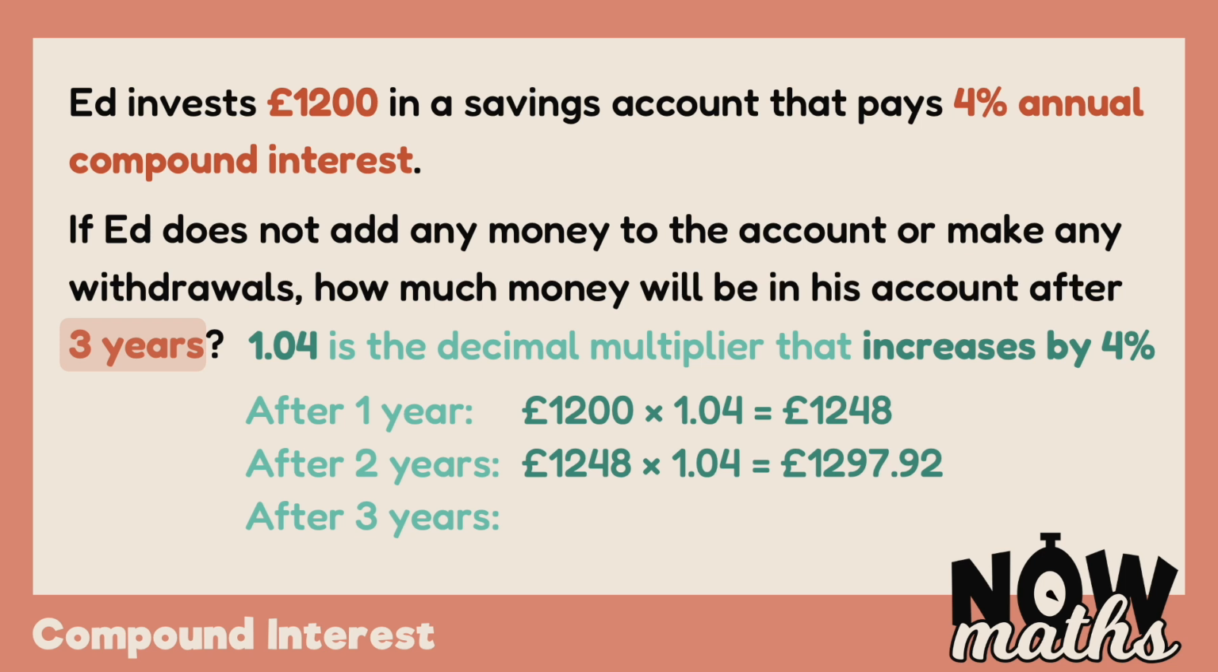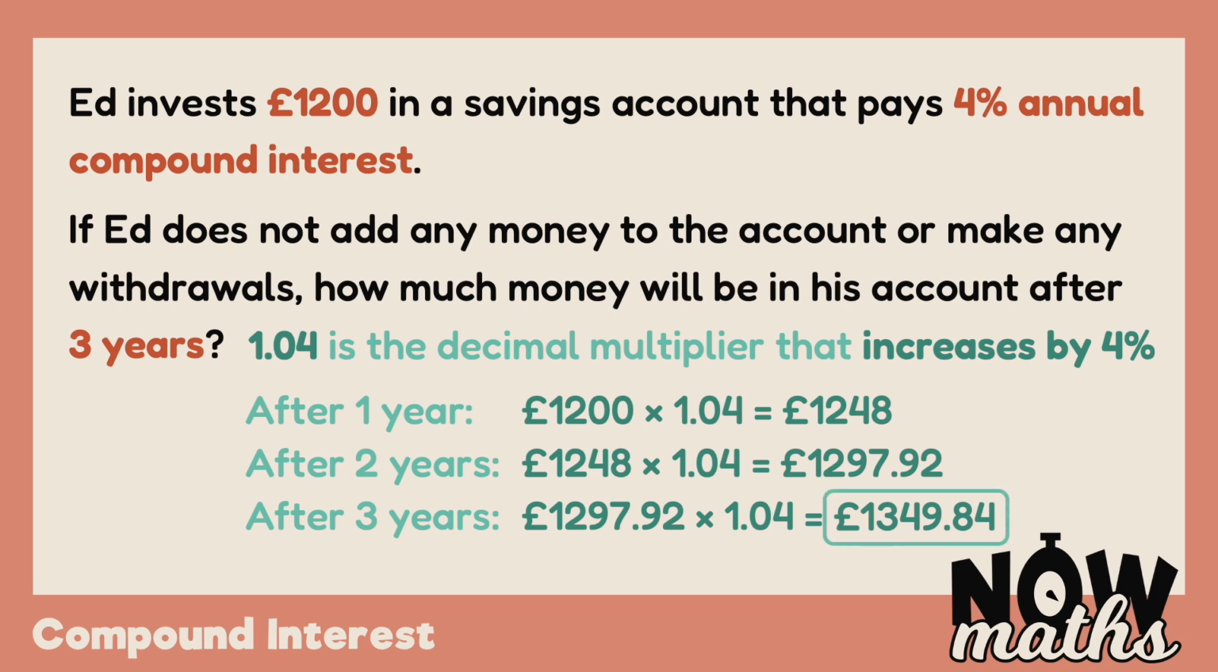Now for the third year, he'll have the amount that he had at the end of the second year increased again by 4%. So this time we're going to multiply £1,297.92 by 1.04 again. So at the end of the third year, if we type this into a calculator, he'll have £1,349.8368. Of course, if we're working with money, we're going to round this to 2 decimal places, so he'll actually have £1,349.84 to the nearest penny.